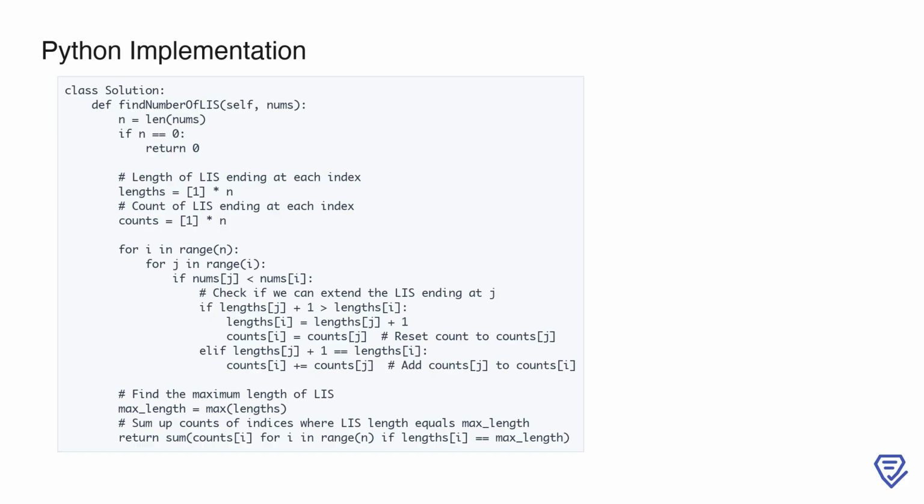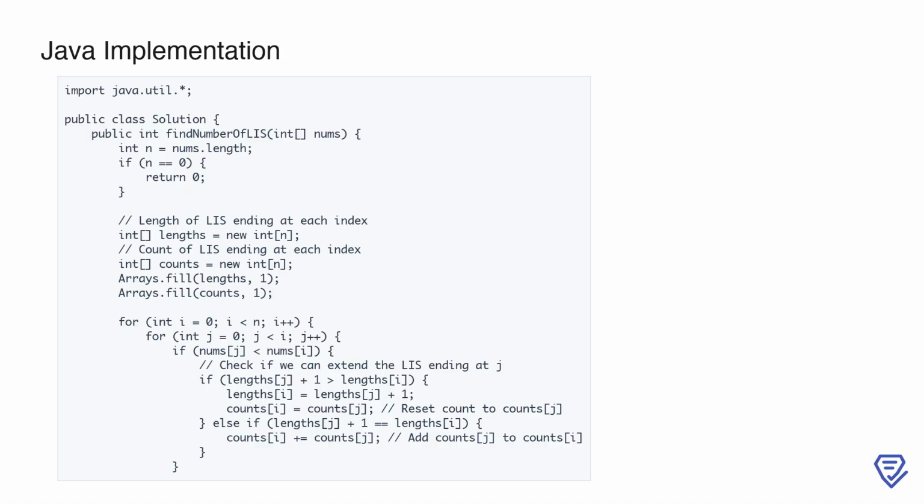4. Final calculation. After the loops, find the maximum length of increasing subsequences using max of lengths. Sum up the counts of all indices where the LIS length equals the maximum length. 5. Return result. The function returns the total number of longest increasing subsequences. Complexity. The time complexity is O(n squared), due to the nested loops. The space complexity is O(n), for the lengths and counts arrays. This approach efficiently calculates the desired result while handling edge cases like empty input or arrays with all identical elements.